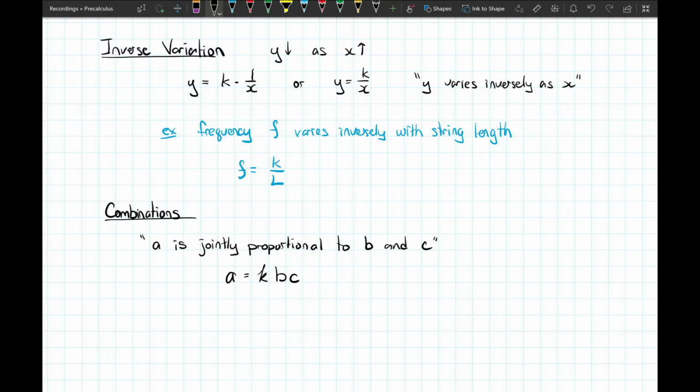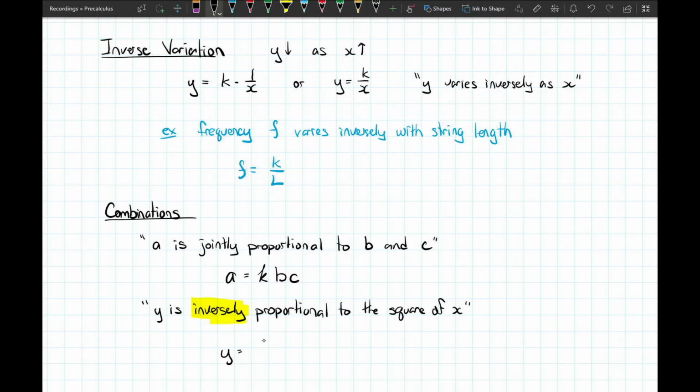Now, we may not always have something that is linear with respect to each individual variable. It's quite possible that we'll have a quantity be directly proportional or inversely proportional to some operation on the other variable. Let's look at another example. If we say that y is inversely proportional to the square of x, then first we should take a look at the words inversely proportional. So we know that y is going to be inversely proportional to something when we have k over that something.